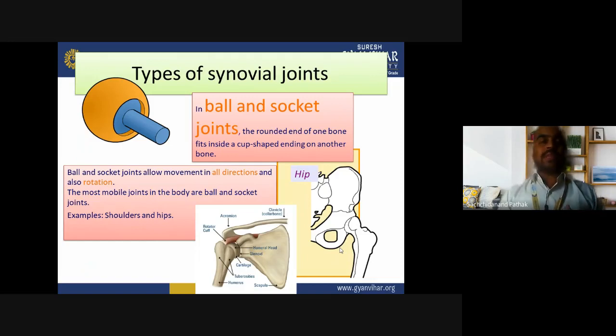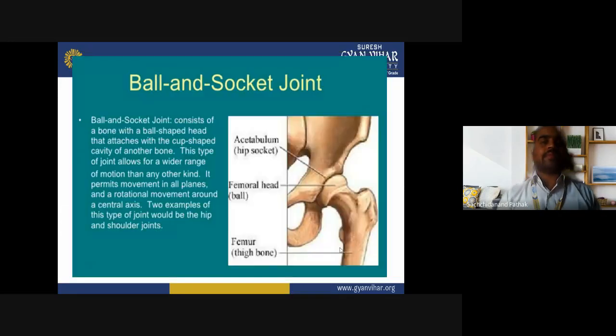Now you can see, if there is one socket and one ball, and this ball is put inside the socket, now this ball can move in any direction. Okay, so that is called the ball and socket joint. So the shoulder is a ball and socket joint, the hip is a ball and socket joint. You can see here, a ball and socket joint consists of a bone with a ball shaped head that attaches to the cup shaped cavity of another bone.